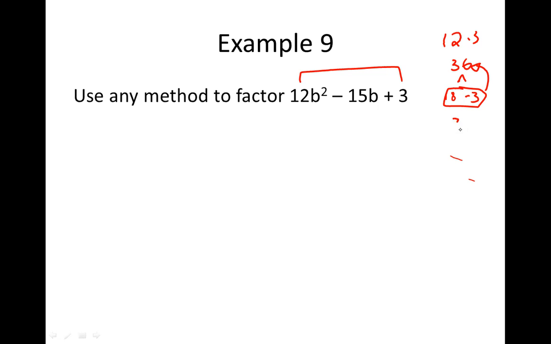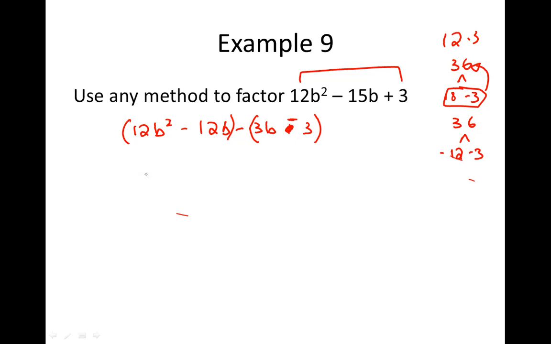So how does 36 factor? How about 12 and 3? So 12 and 3, if both of these guys are negative, I'm in business. So we have 12b squared minus 12b minus 3b plus 3. Now let's go ahead and group it. So put the parentheses. Now when I put parentheses around here, that's going to change that to a minus, right? Because I just put a parentheses there. So I need to make sure that's a plus, so negative, positive.